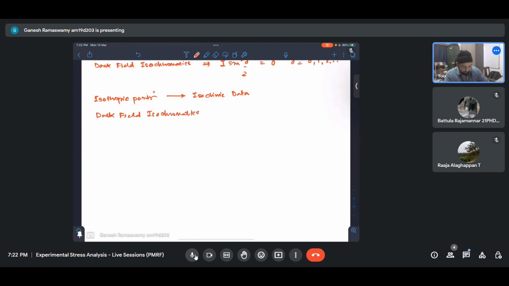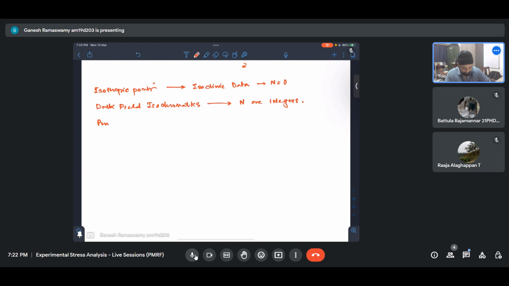which told us that fringes are integers. The isotropic point has helped us to identify the zeroth fringe order. Problem mechanics.